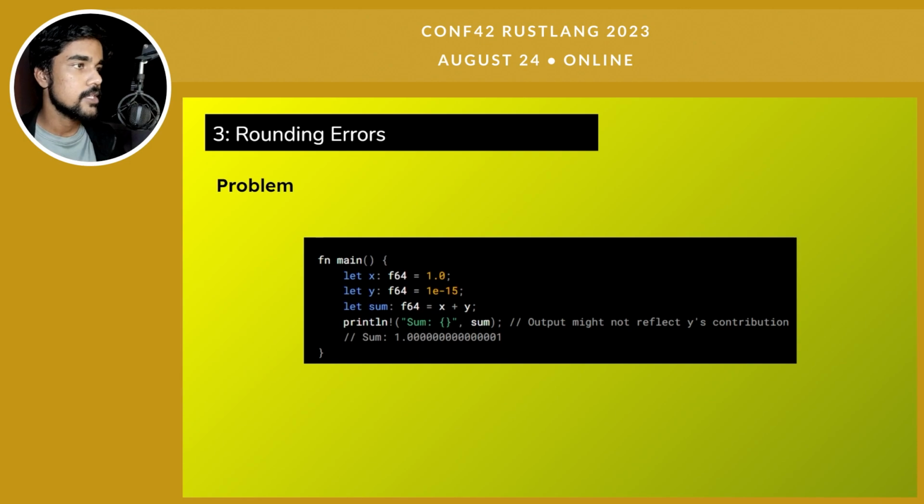So here's one example of it. As you can see, there are two numbers x and y specifically represented using the exponent part, e to the power minus 15. And when we sum them up, you can see that this is not very suitable. It is not giving the results which we actually desired.